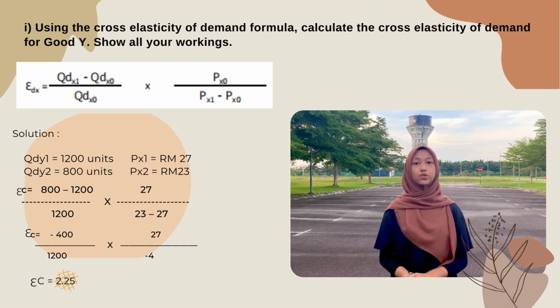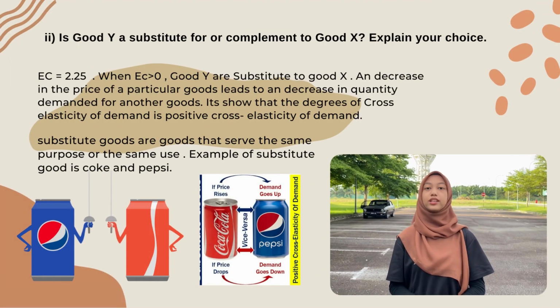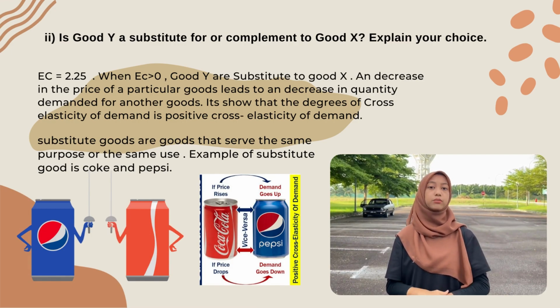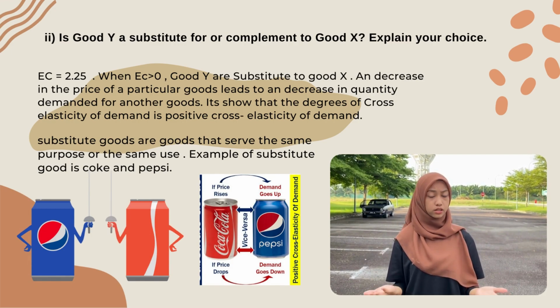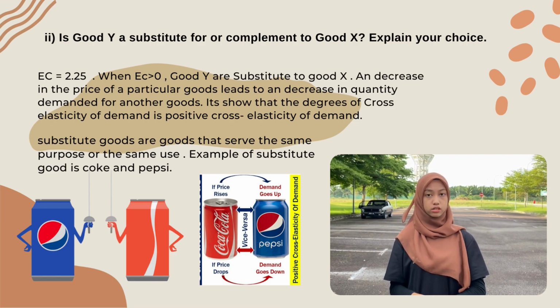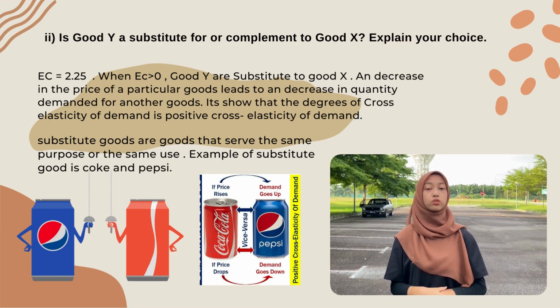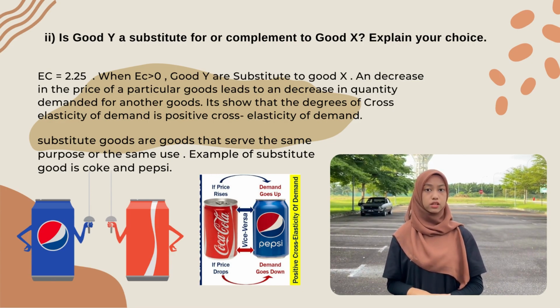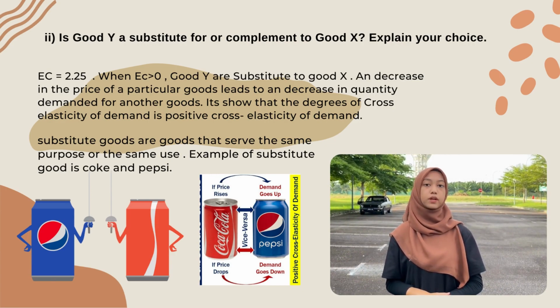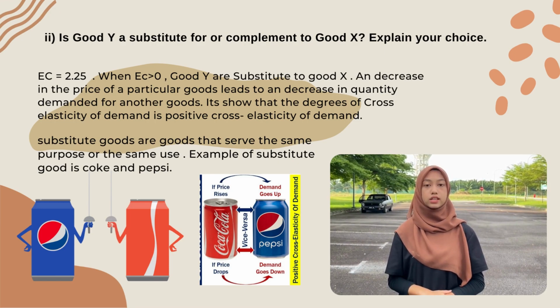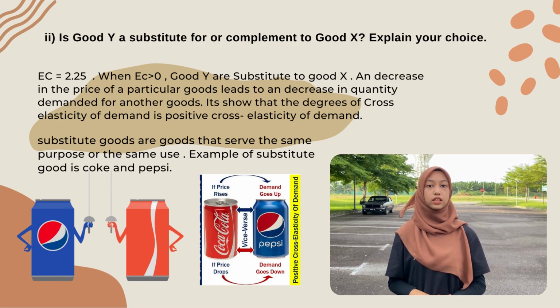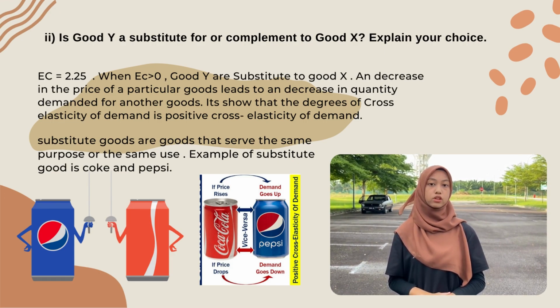Move on to the next question. Is good Y a substitute or complement to good S? When elasticity is more than 0, the answer to this question is that good Y is a substitute to good S. This is because a decrease in the price of a particular good leads to a decrease in quantity demanded for another good. It shows that this is a positive cross elasticity of demand.